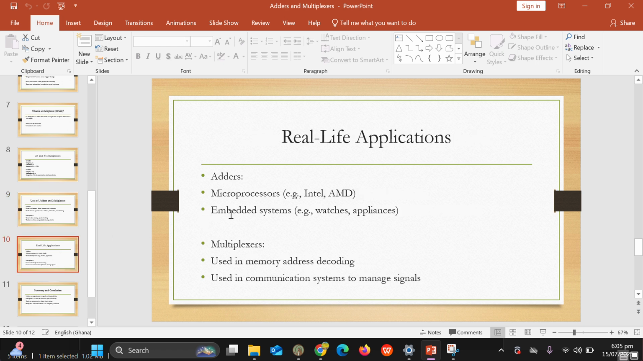Real life applications. Adders are inside almost every device, from your mobile phone to larger servers, handling all forms of calculations. They are critical in ALUs, memory, processors and embedded systems.